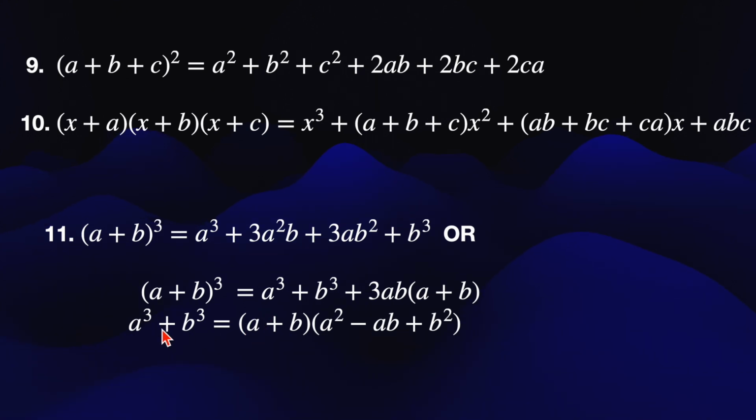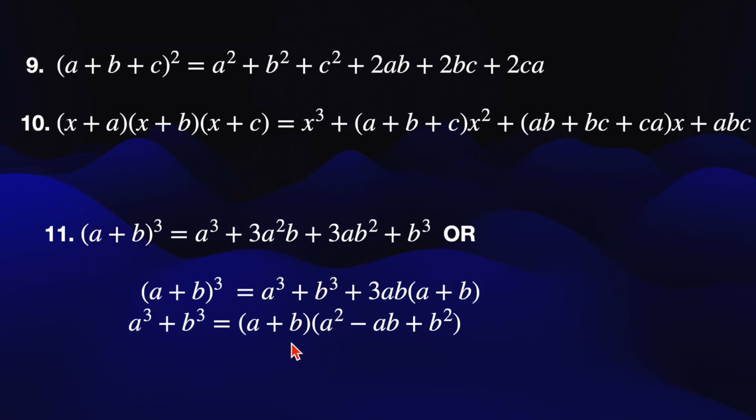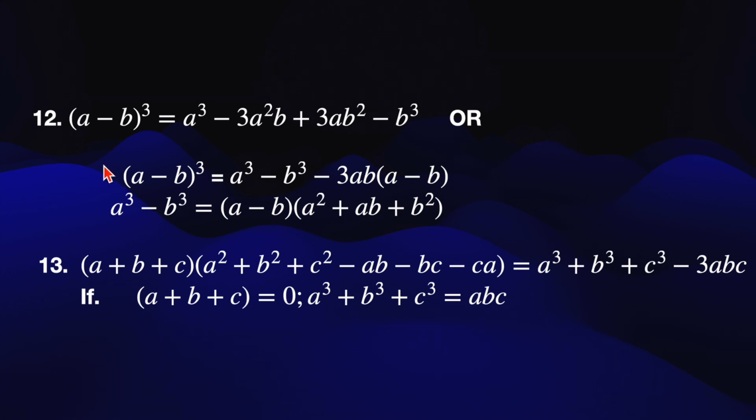Or a cube plus b cube is equal to, if you take this on the other side and take out (a plus b) common, you will be left with this in the bracket. So this is also a formula which can be written if you know this one. So make sure you are memorizing this properly, and you can write it, or if you want, you can even memorize these two also. You can use it in your examples.